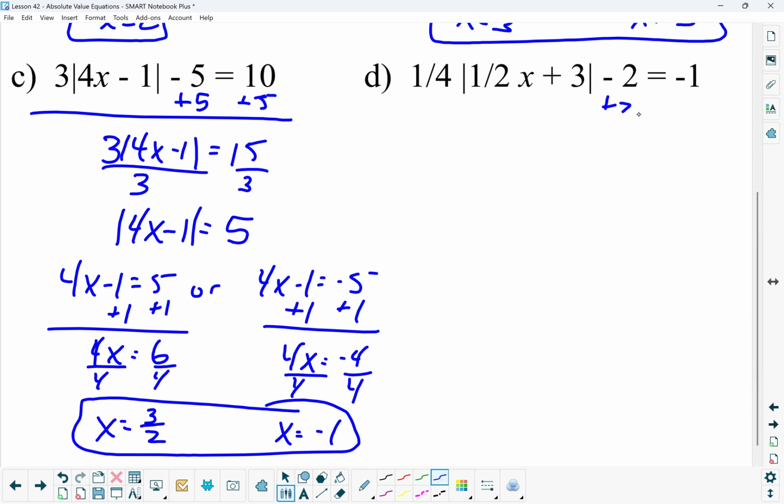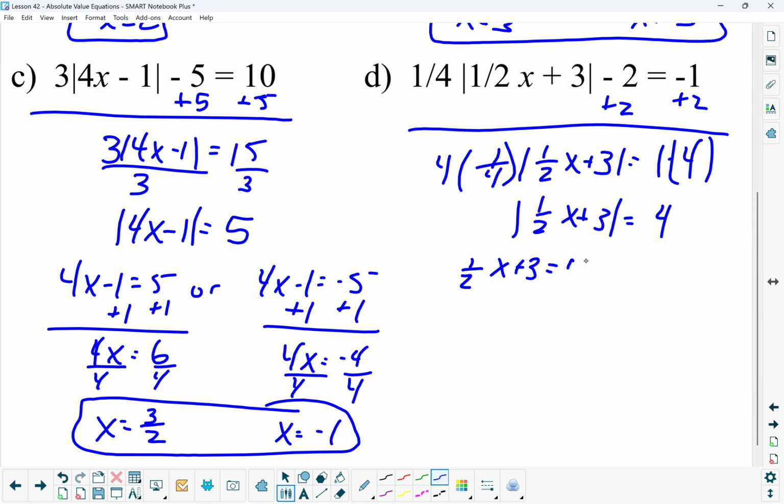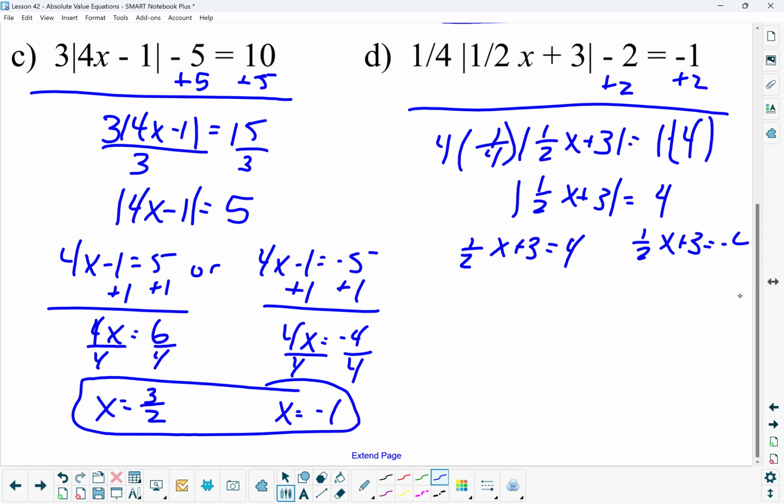So we're going to start by adding 2 to both sides. 1/4 absolute value of 1/2 x plus 3 equals 1. To get rid of the 1/4, I would multiply by 4. Absolute value of 1/2 x plus 3 equals 4. Now write my two equations. 1/2 x plus 3 equals 4. 1/2 x plus 3 equals negative 4.